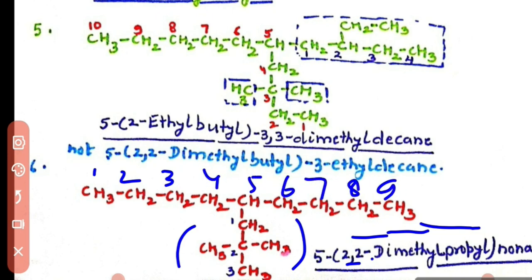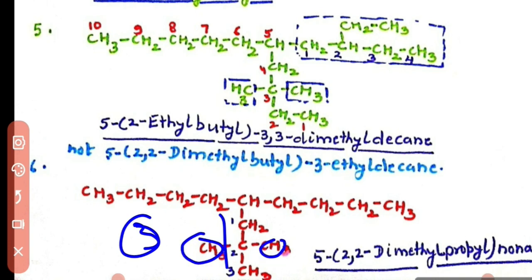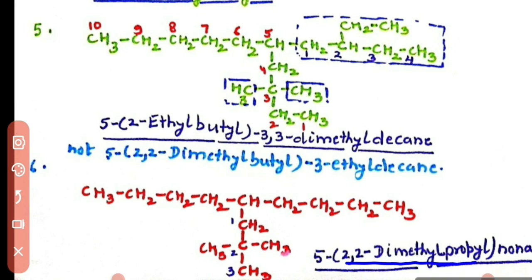Now here the principal chain contains 9 carbon atoms, so the principal alkane will be nonane, and the branch is situated at the 5th carbon atom, so the name of the compound will be 5-(2,2-dimethyl propyl), which should be written in brackets, and then the principal chain contains 9 carbon atoms, so it is nonane. The name of the compound will be 5-(2,2-dimethyl propyl)nonane. In this way we can number the branch containing a greater number of carbon atoms, or the complex branch.